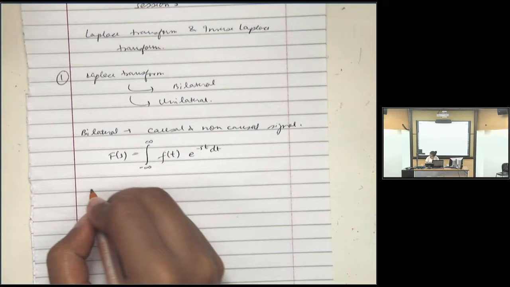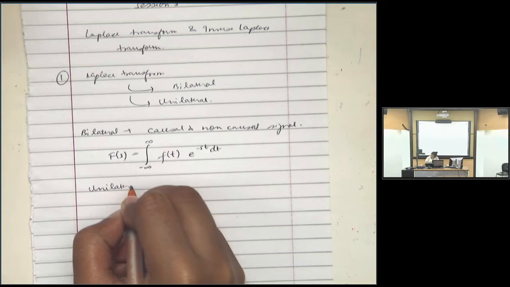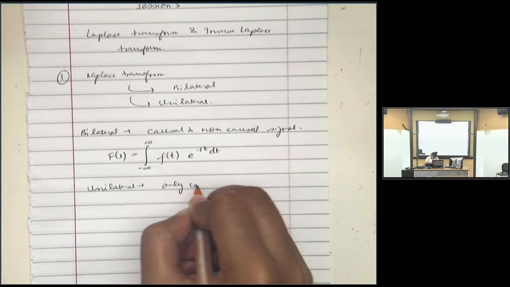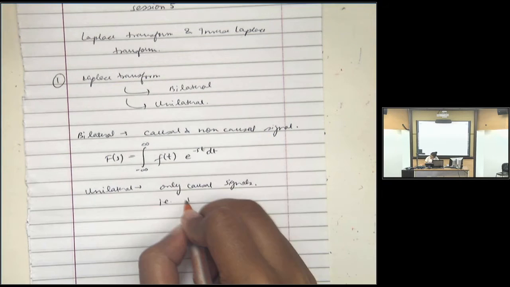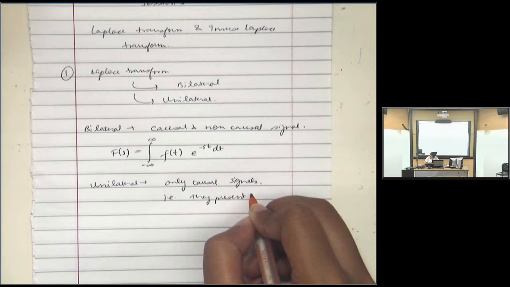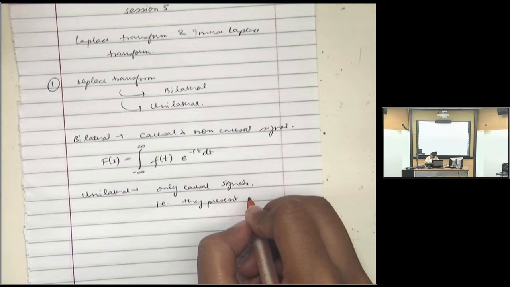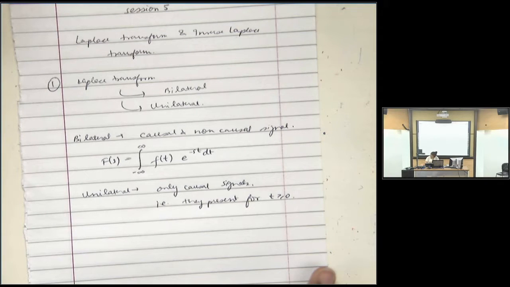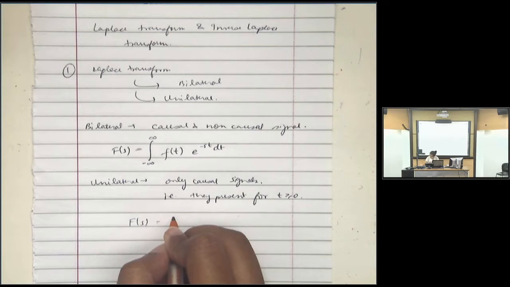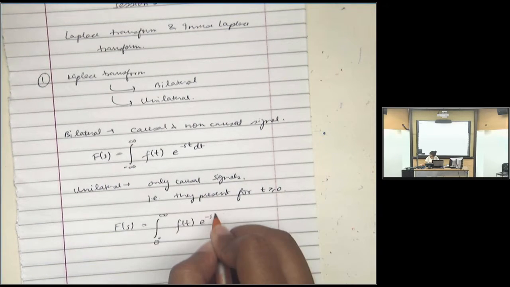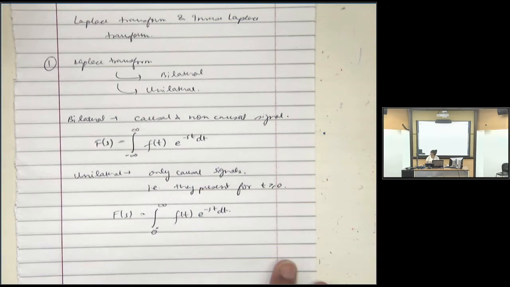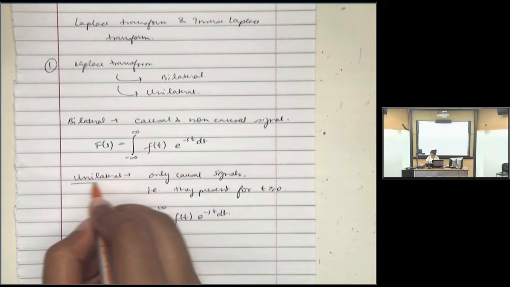Okay. Now in unilateral, we only have causal signals. That is, they are present only for t greater than or equal to 0. Okay, so our Laplace transform now is from 0 minus to infinity f of t e raised to minus st dt. And whenever we talk about Laplace transform, we would be referring to unilateral.